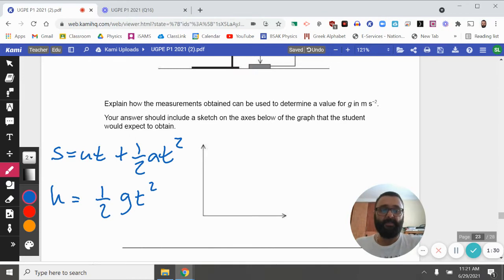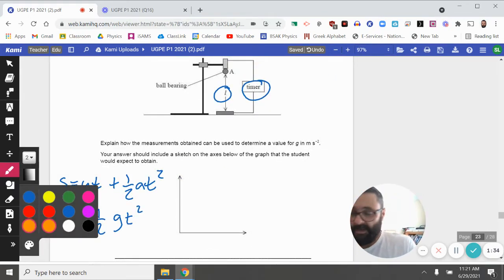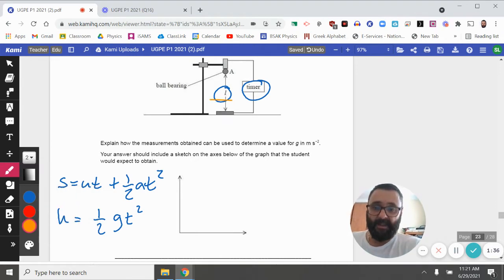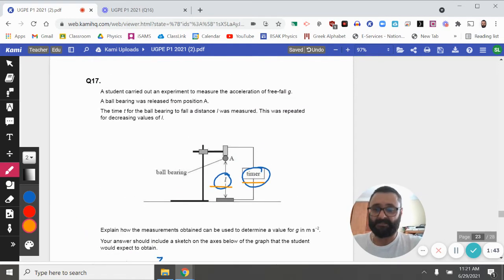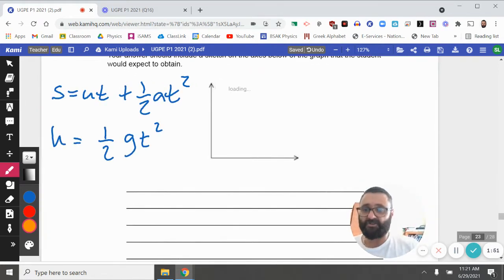Now, in this experiment, what we do is we vary h and we measure t. So h and t become variables. It even tells us that. This was repeated for decreasing values of h. Right. So what do we plot? Because there's a graphical method to find g.